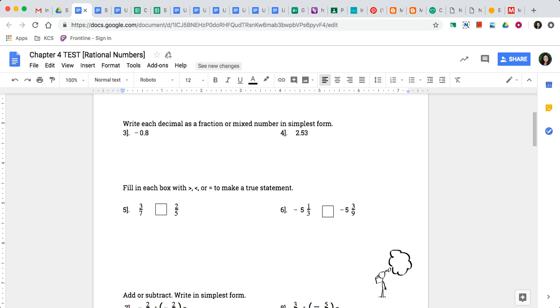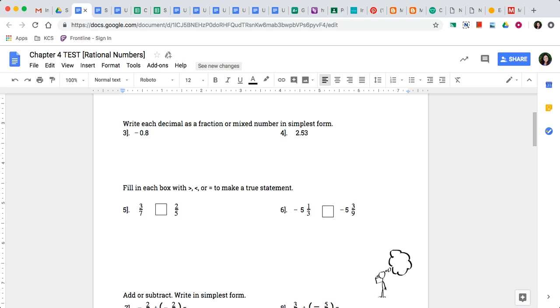All right, 5 and 6. Fill in each box with a greater than, less than, or equal to make a true statement. Okay, so you have number 5, 3/7 and 2/5. I would change it to a decimal. Think of money, make it change, help you to see which one is bigger.